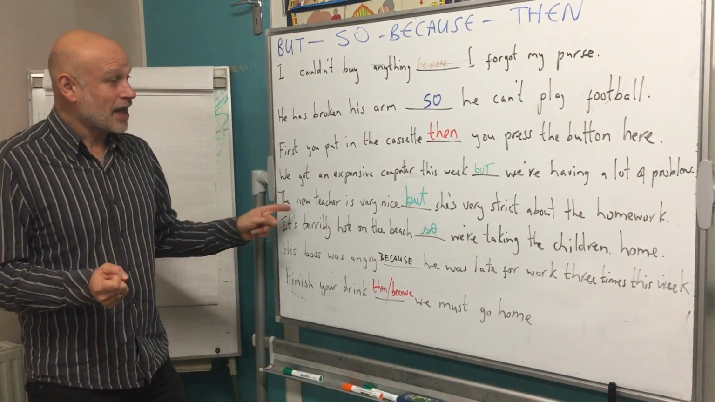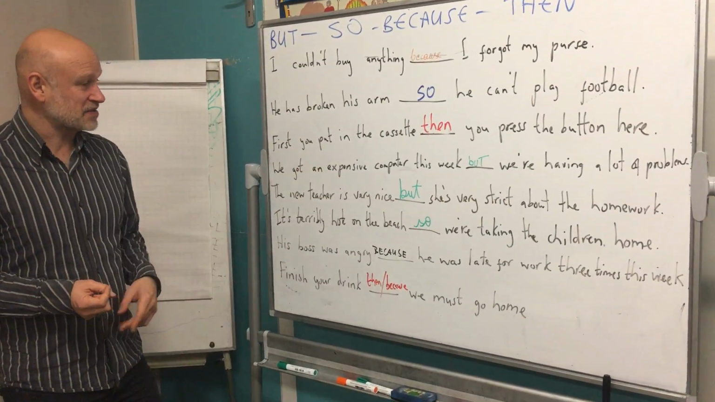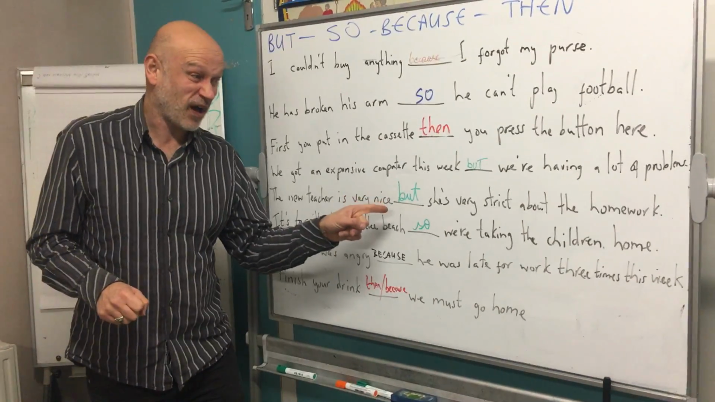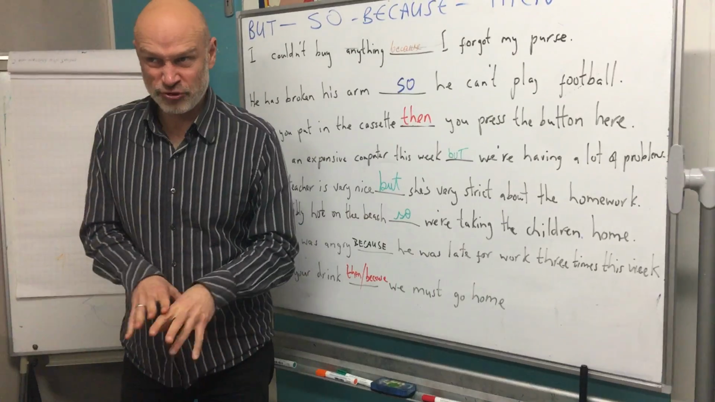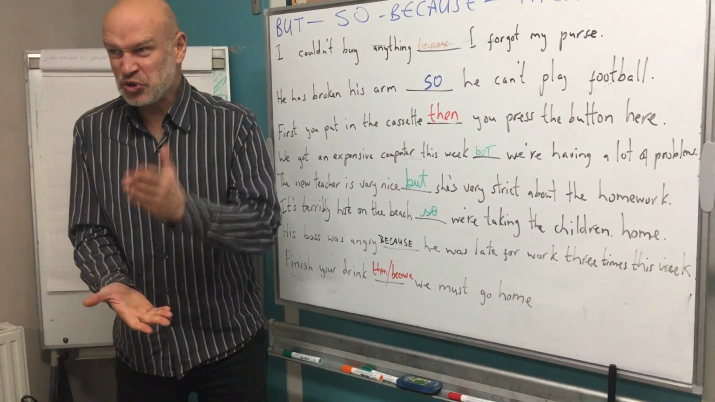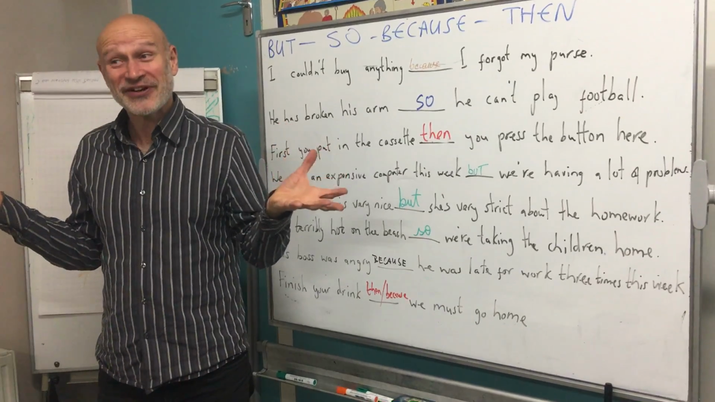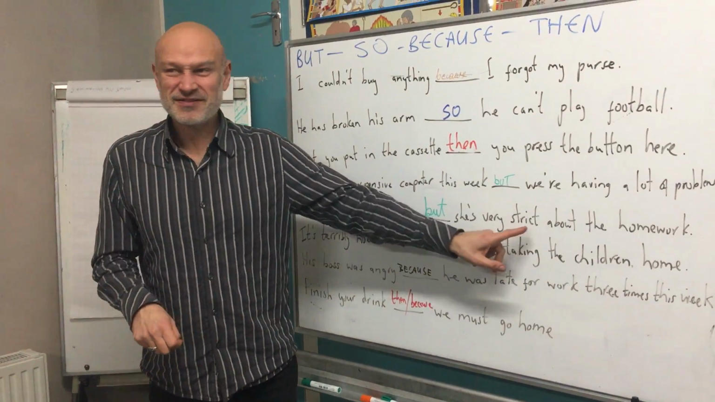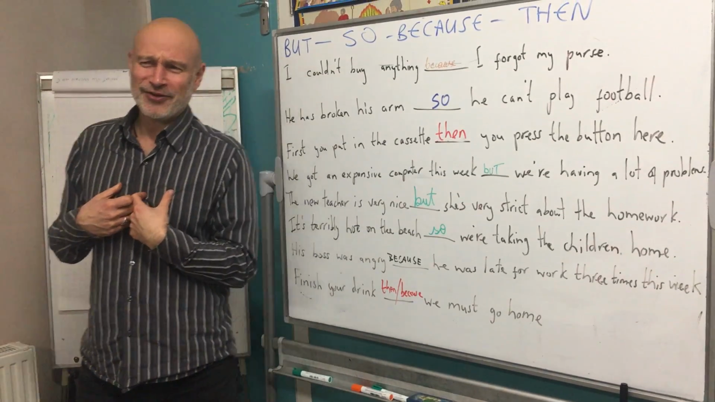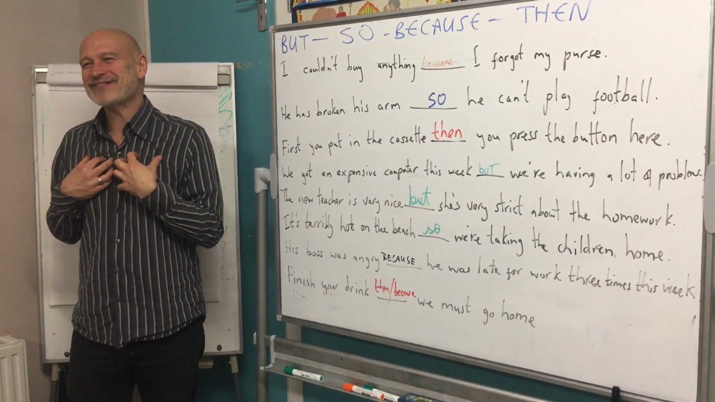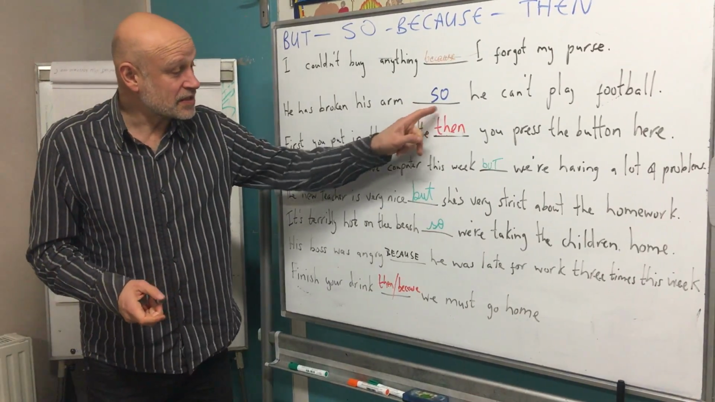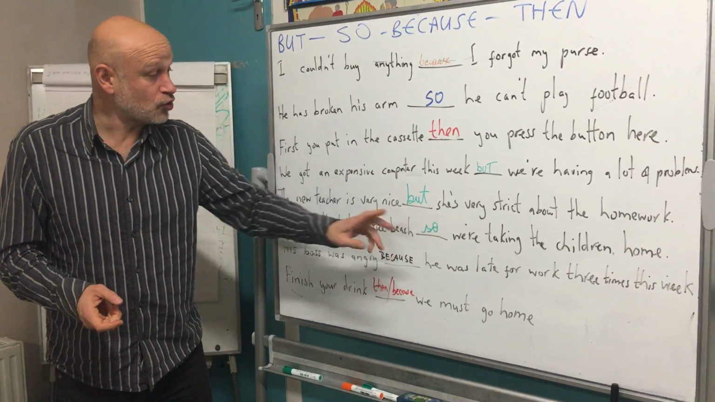No good. Another great example of the word but is here. The new teacher is very nice, but she's very strict about the homework. Strict means she makes you do the homework. So she seems very nice, but she's quite nasty about homework. I'm not nasty about homework. I like you to do it, I'm very nice, aren't I, about homework? Yeah.